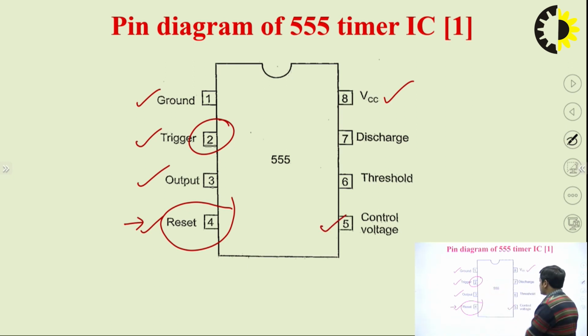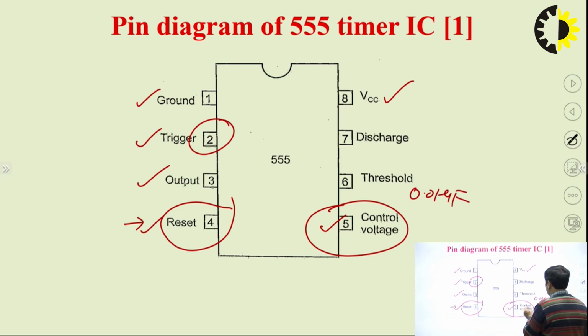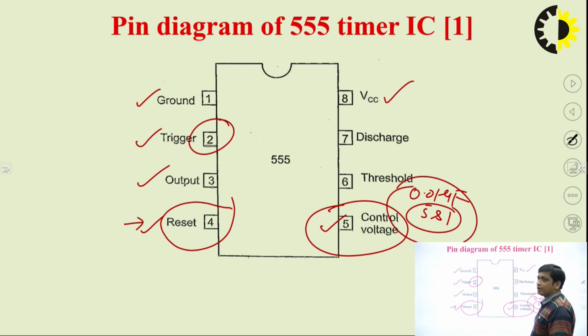Pin number 5 is the control voltage. If we want to change the width of the pulse generated by the 555 timer IC, we can apply a voltage at pin number 5. Otherwise, we can change the width of the pulse just by changing the values of the external resistor and capacitor. If we are not using pin number 5, we simply connect a capacitor of 0.01 microfarad between pin number 5 and pin number 1, just to remove the ripples and noise.